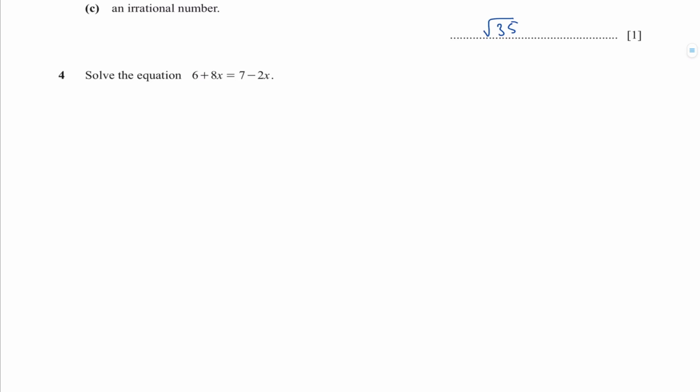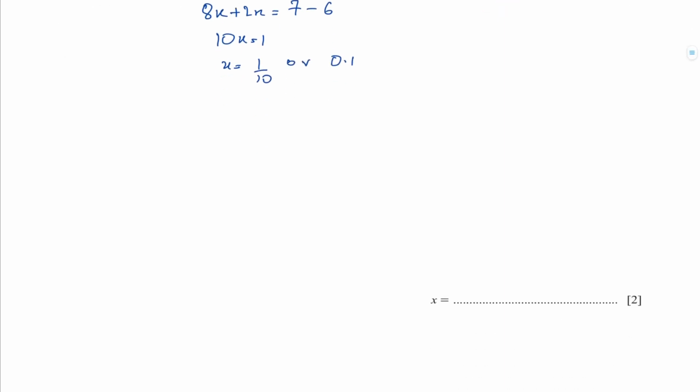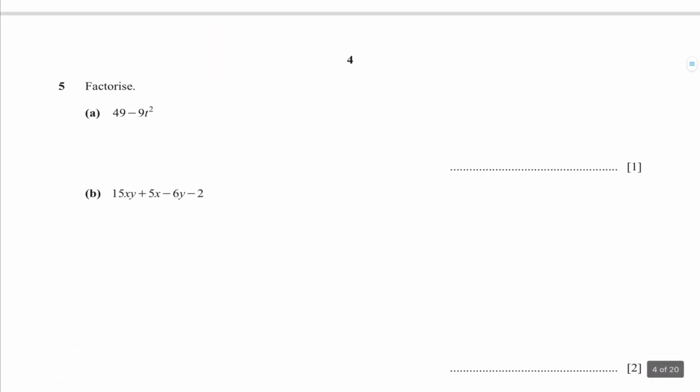Again, this is very easy. Gather all the x's on one side and then all the constants on the other. So we're going to have 7 minus 6, 10x equals to 1, x equals to 1 upon 10 or 0.1, whatever you wish to write it as. I'll write it as 1 upon 10. Okay, now question number 5.